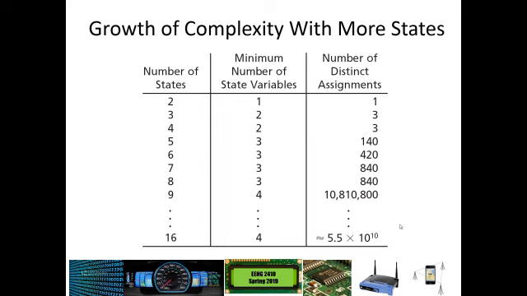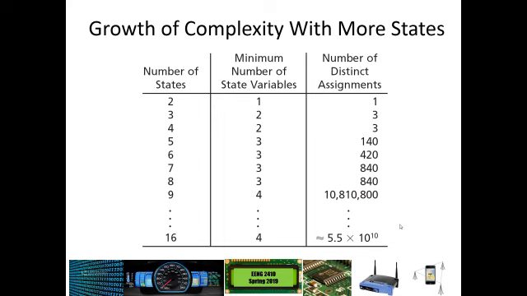But look what's happening when you get all the way down to 9. With 9, now you're going to need 4 bits, 4 different flip-flops, and it ends up you're going to have over 10 million different distinct state assignments. You get down to 16 states, 5.5 times 10 to the 10th power, an incredible number of distinct state assignments.